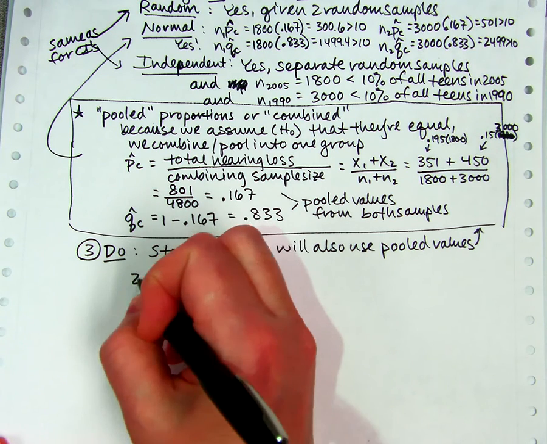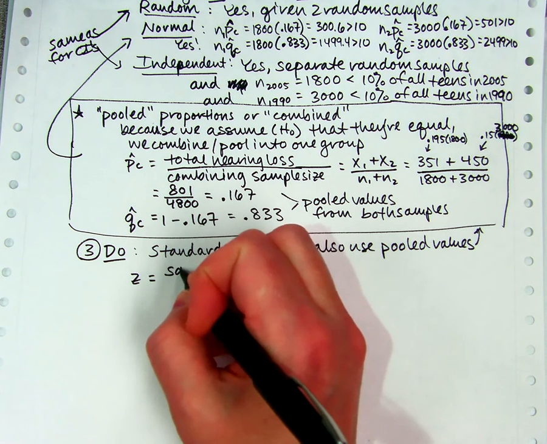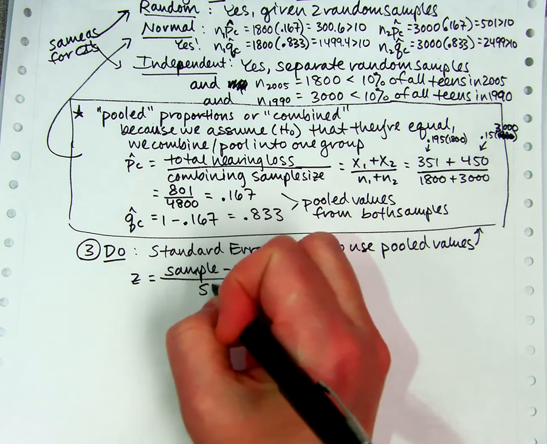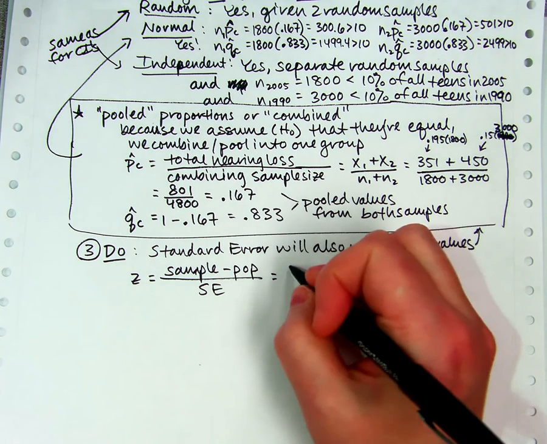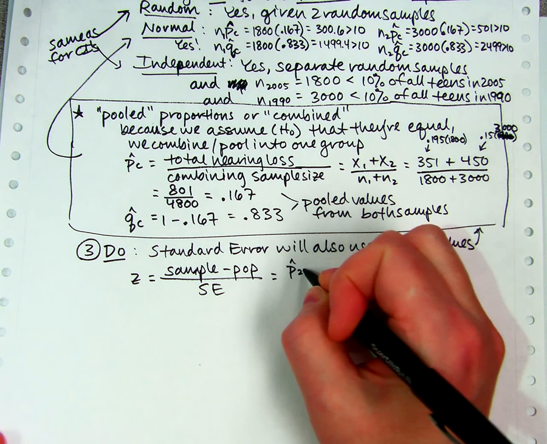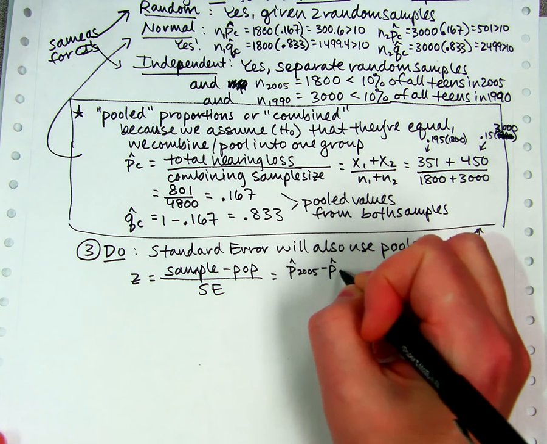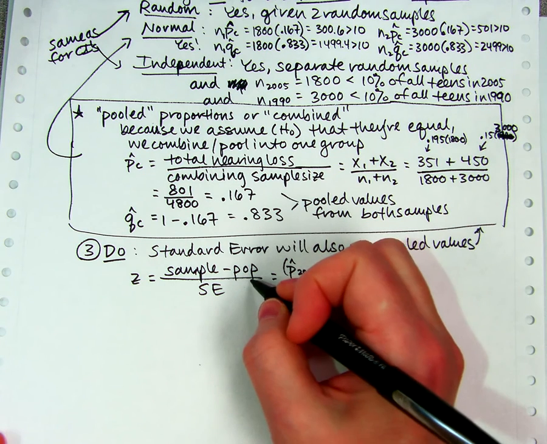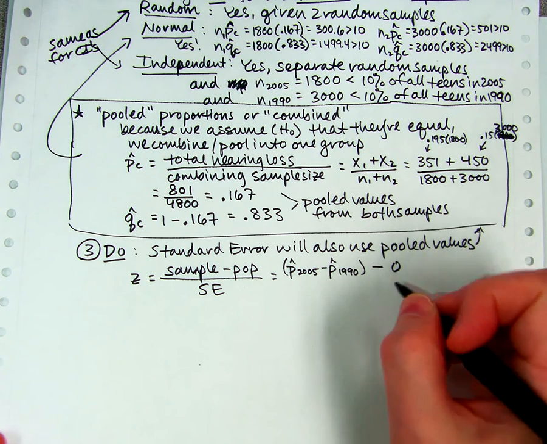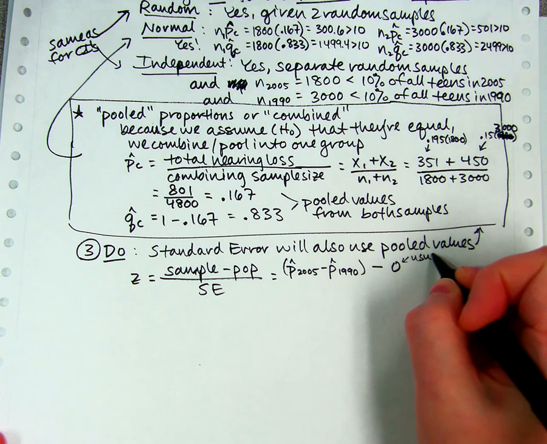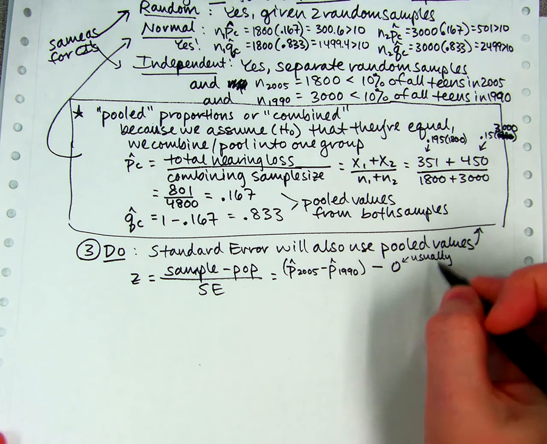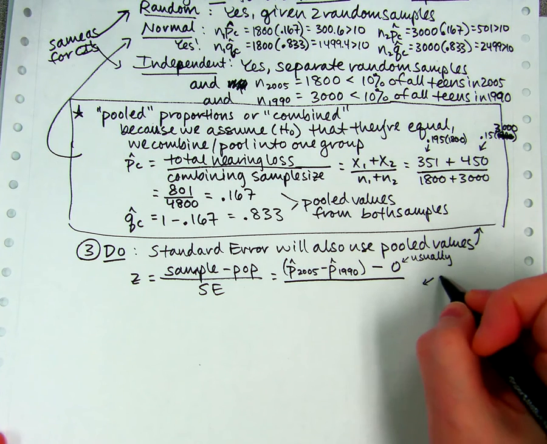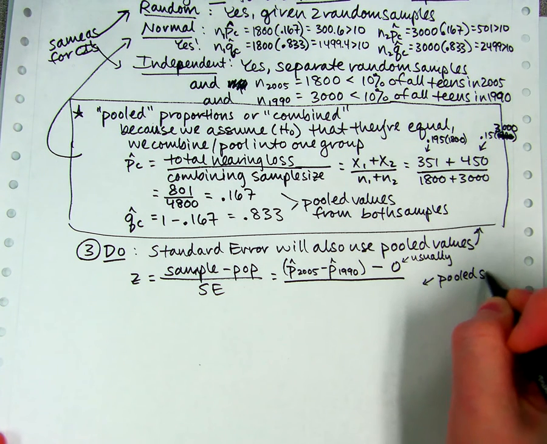We're still using Z. We're still doing something about a sample minus a population divided by a standard error, and the sample is now the P hats subtracted, P hat for 2005 minus P hat for 1990. That gets subtracted by the population theoretical difference, which is 0, almost always. In fact, when you do the calculator shortcut, it assumes you're doing 0. And then on the bottom, we're going to do a pooled standard error. And I will show you how.